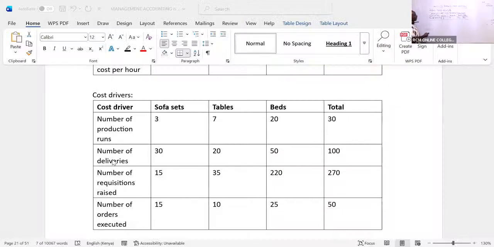So now I can go to the others without much thought, now that you have the structure. The second one is number of deliveries. So deliveries so far, 30, 20, 50, giving us 100. And then we have number of requisitions: 15, 35, 220, giving us 270.